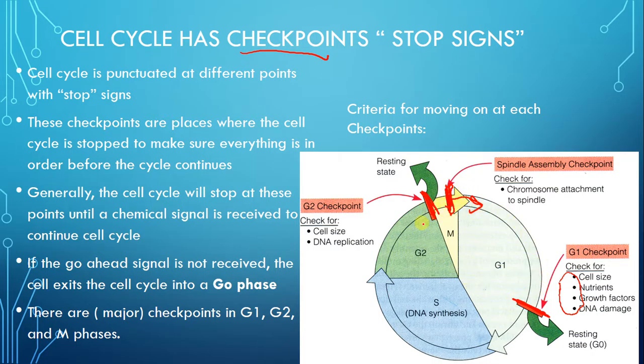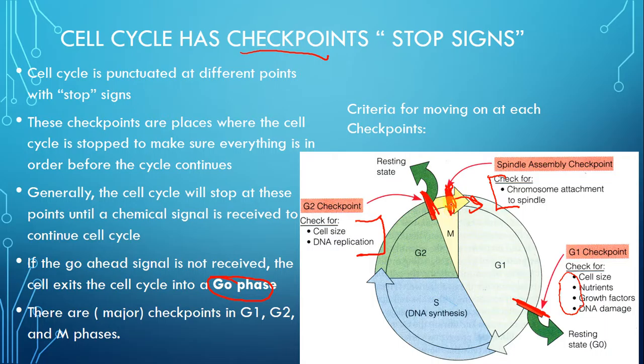If at any of these points it's a no-go, we don't get the go-ahead signal, the cell exits the cell cycle into something called G sub 0, or G0 phase, where it's just kind of dormant, it's not going through this continual process of mitosis. So these are the major things that the cell looks for at each of these points. Alright?